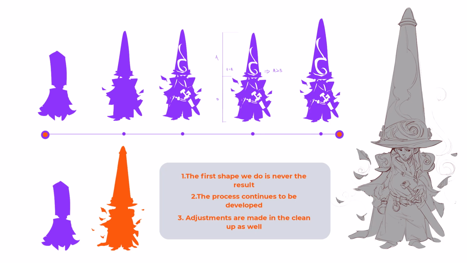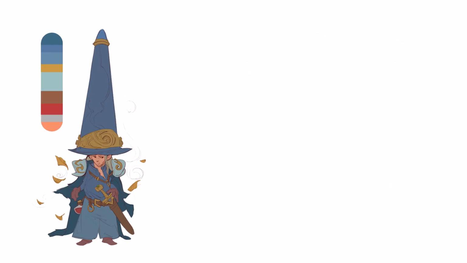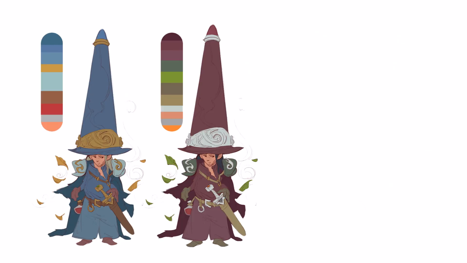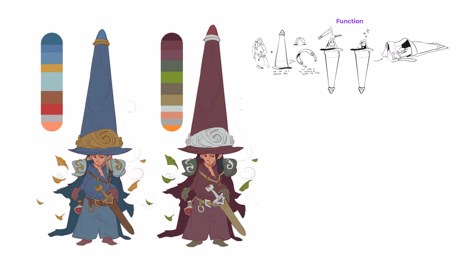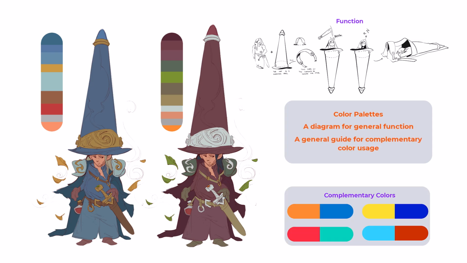In the line work, we clearly see how the design developed. Adding colors to check and see a good route for our design is always cool to add. And as a tip, you can check the little function added to it as well. Color palettes, a diagram for general function, and a simple guide for complementary color usage. And that's how we get to a cool result.